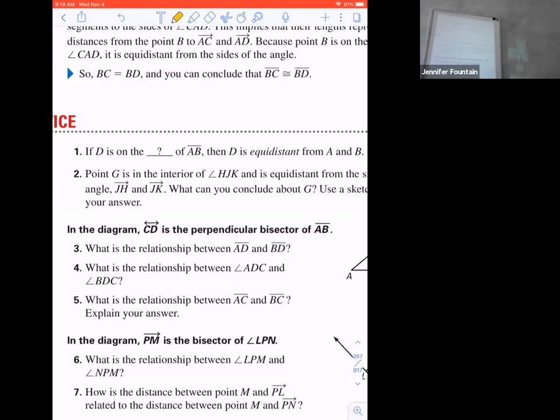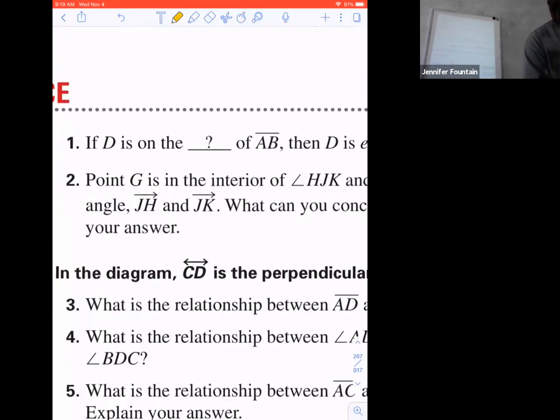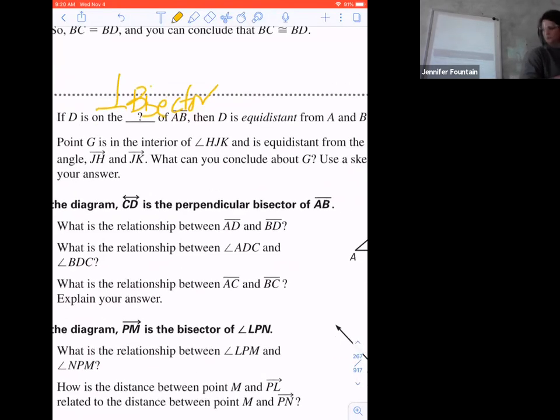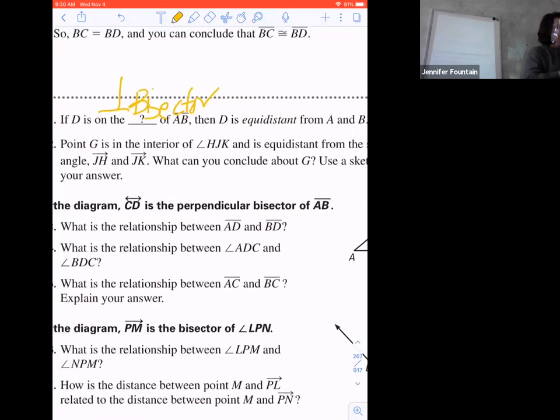This is going to be in our theorems. Angle bisector. Or close, not angle bisector. No, we're not dealing with angles. Nowhere on here did it say anything about an angle. Perpendicular bisector, good. So if D is on the perpendicular bisector, then we know that D is equidistant from AB.